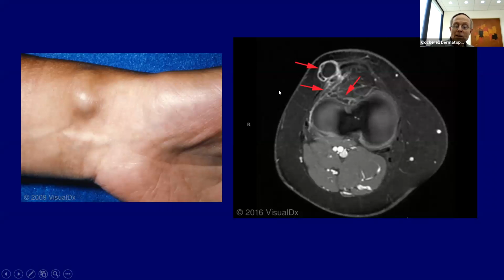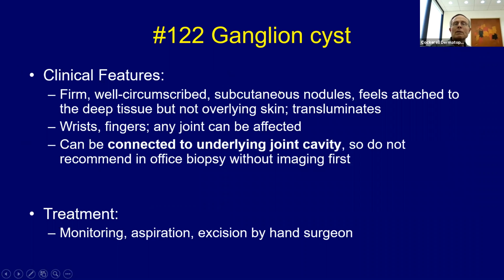So that's a ganglion. Pretty straightforward. Nothing to be too concerned about. Just make sure that you know what these things look like and they're totally benign processes. And so these things do sometimes have some kind of contiguity with the joint space.